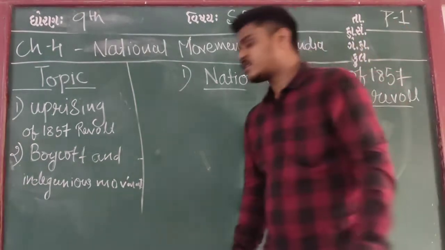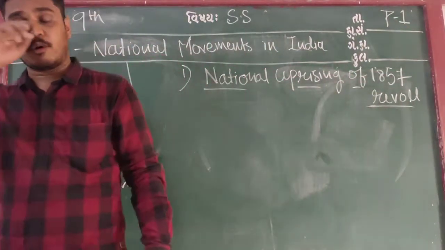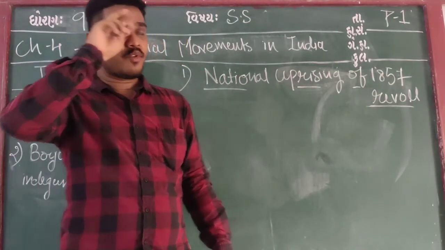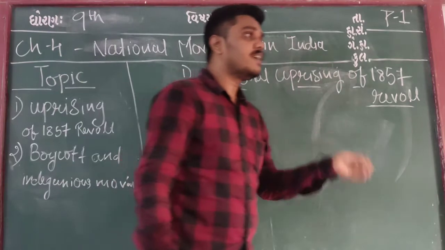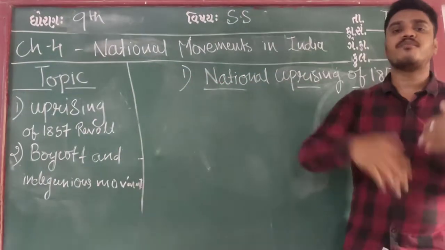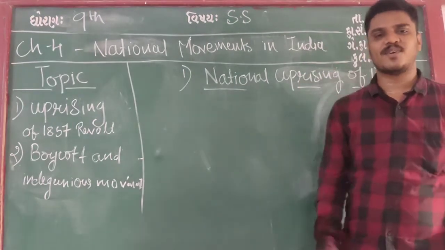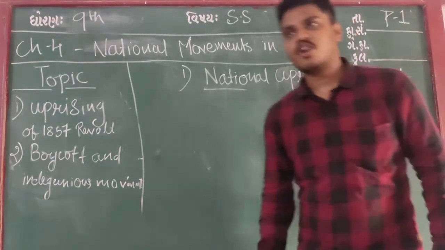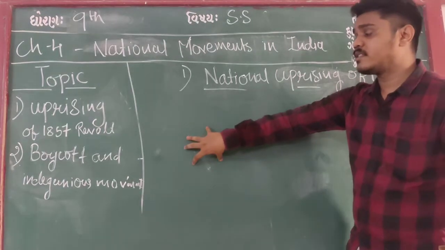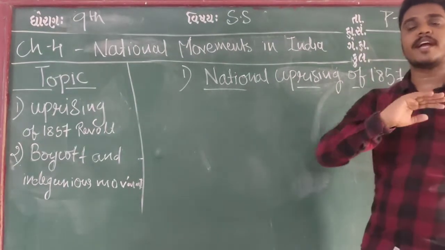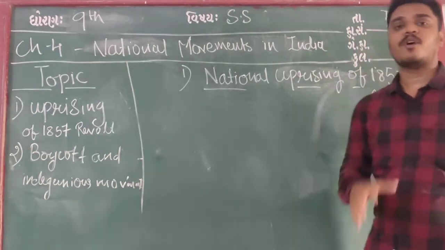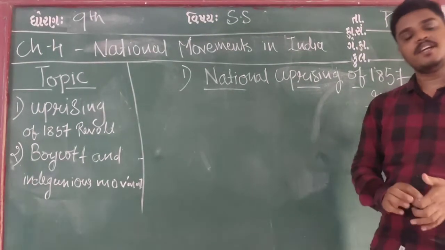Now, from the beginning we'll discuss the first movement that was started against the Britishers, and the factors why this revolt was started. Whether we won or not, it is obvious we lost. This revolt was also one kind of war, but our side was weak. We'll discuss lots of things.